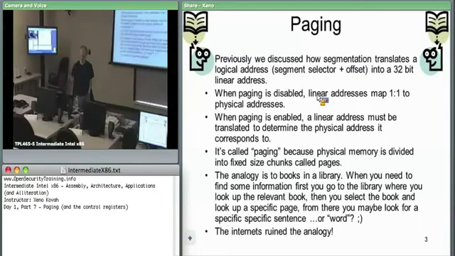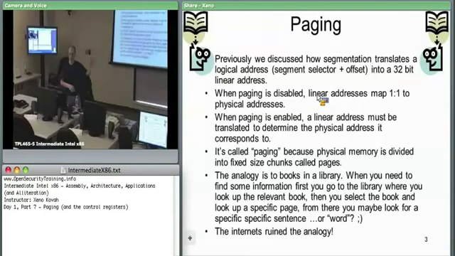So the analogy is basically books in a library. When you want to find some information in the bad old days, you went to a library, right? And in the library, there were many books. And so you went to the library, you went to a card catalog, and you said, where's the book that I want to find? It's on this shelf over there.